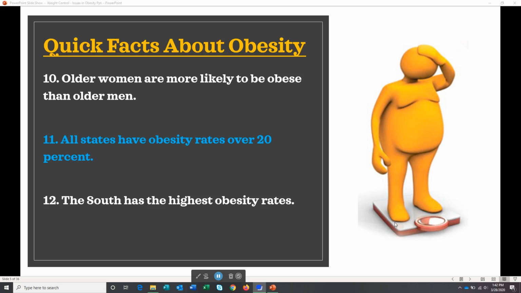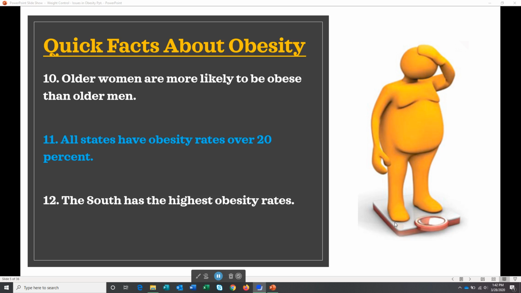Number 10, older women are more likely to be obese than older men. Men are more likely to be overweight than women, but 40% of American women are obese. Meanwhile, only 35% of American men are obese.